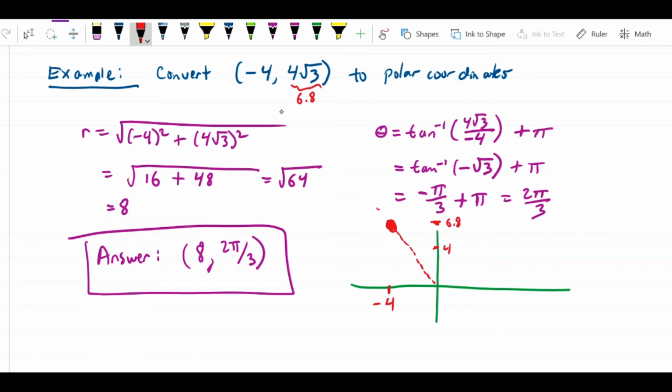Note what would have happened if I had not added this pi to the arctangent function. I would have gotten a point down here instead. The angle of negative pi over 3 is going to be down there. So that's why it was necessary to add pi in order to get to the right place. So anyway, that's how this conversion works.